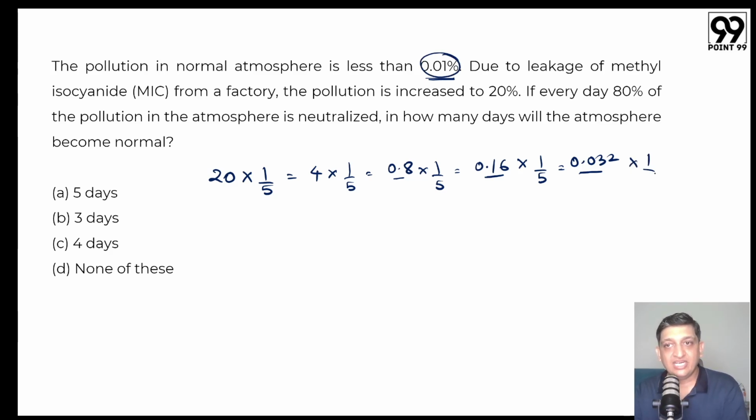Now I'll again multiply this by 1 by 5 and whatever I'm going to get, and this is percentage term, so I just have to look at 0.01. I'm going to get 0.0064. This is definitely less than 0.01%. So after 1, 2, 3, 4, 5 days, I will be able to say that the atmosphere would have become normal. So the correct answer here is option A, that is 5 days.